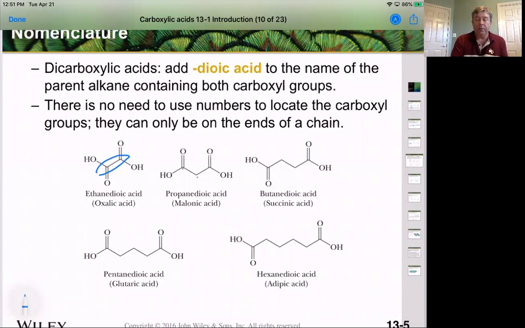Here we have 1, 2, 3. So that would be propanedioic acid, and here we have 4, 5, and 6. So we would just add the parent name plus dioic acid.